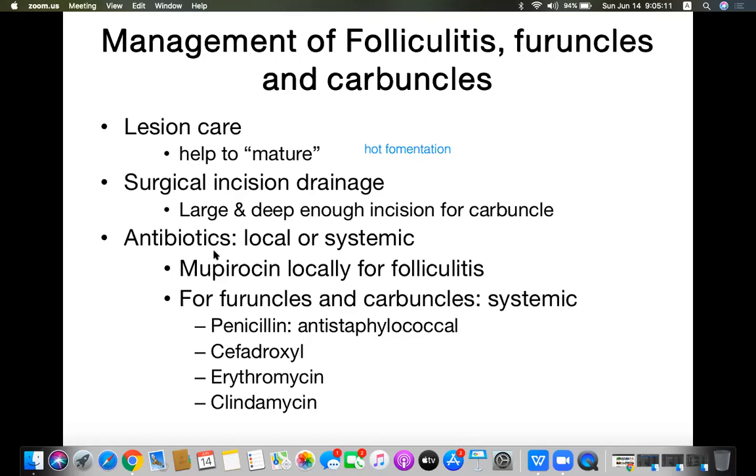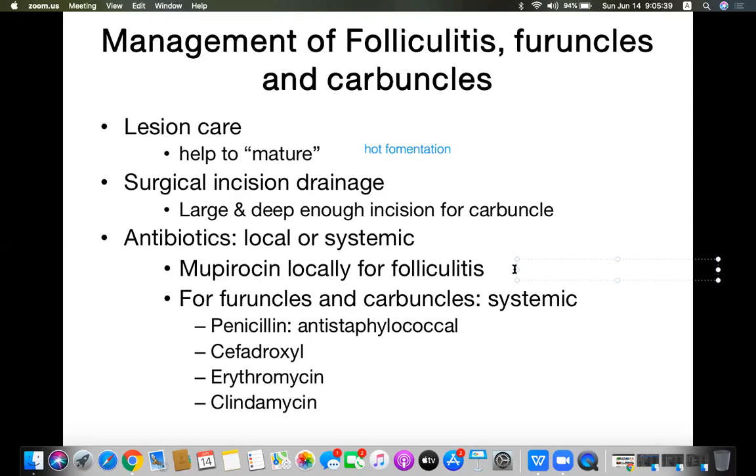Now, another important step, because this is a staphylococcal infection, antibiotic has to be given either locally or systemically. Folliculitis is a very benign, the mildest of the infections. So even a local antibiotic would be enough, like mupirocin, and one more called fusidic acid. Okay, mupirocin and fusidic acid.